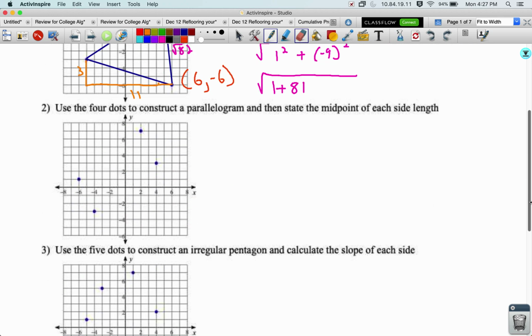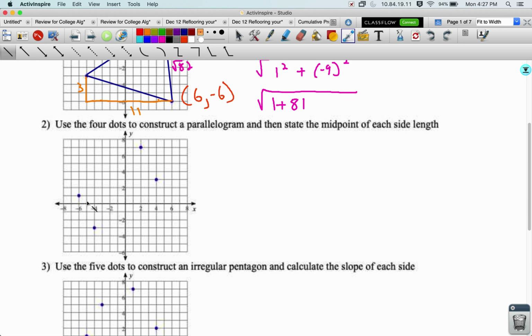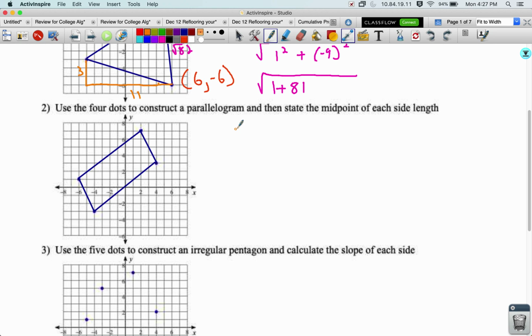All right, use the 4 dots to construct a parallelogram and then state the midpoint of each length. So let's go ahead and construct us a parallelogram. There we go. Now we've got to find the midpoint, so we need our midpoint formula. Essentially what we do is we average the x values, so you add them together, divide by 2, and we average the y values. And that should give you the midpoint of any two lines.